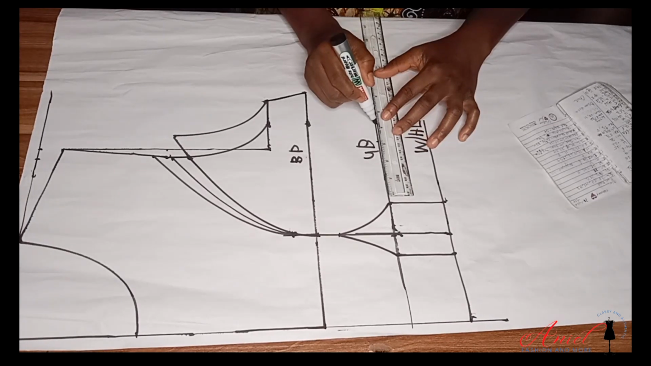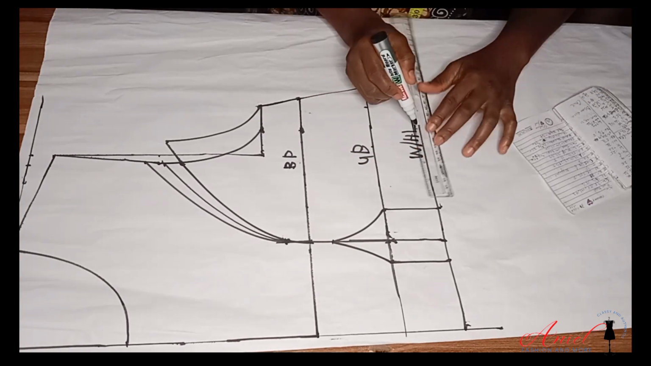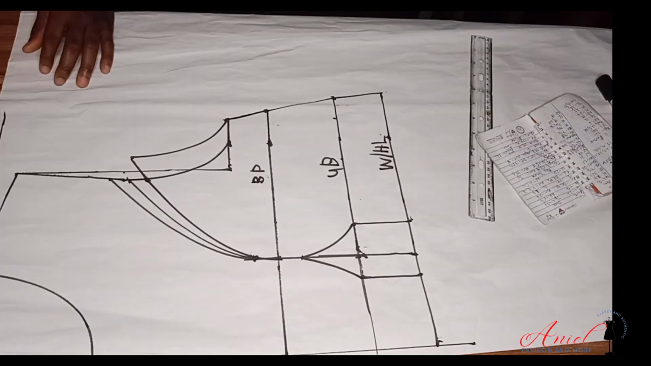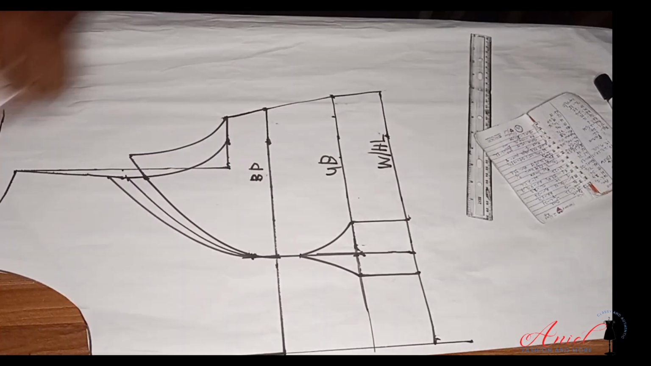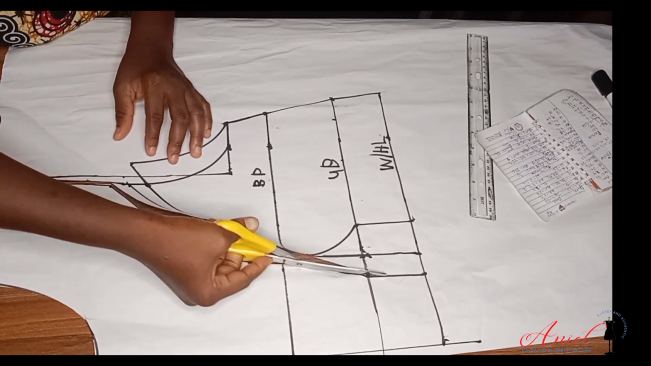I returned the dart intake back and I also inputted my sewing allowance at once and I ruled a straight line like so. So now let us cut. Please check through the lines the way I am cutting it. Please try to study before you cut your lines.